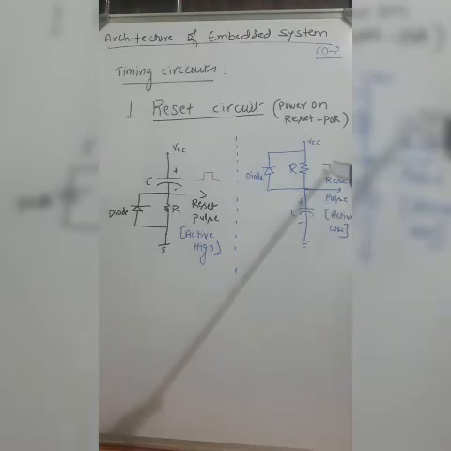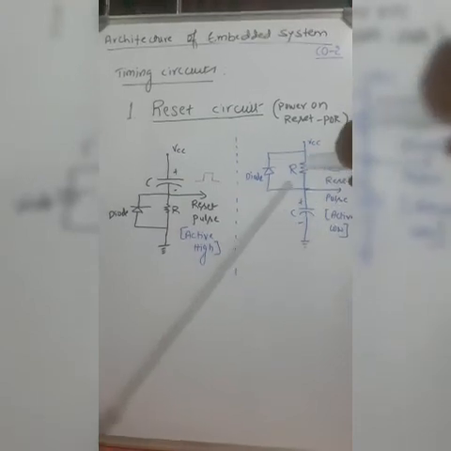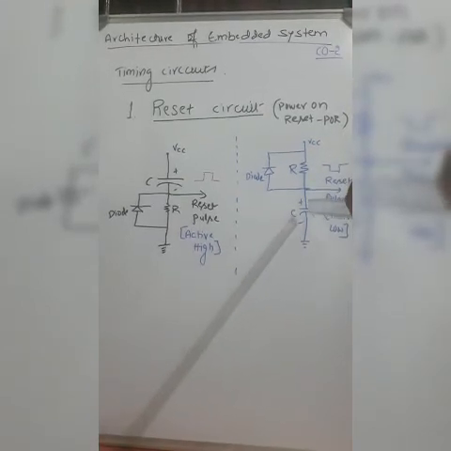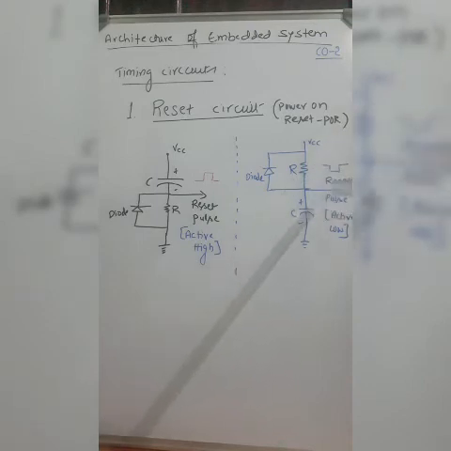So initially it is low, because the time required for the capacitor to charge up will depend upon the values of R and C. The capacitor will slowly charge up to the maximum value. So it is initially low, then it will go high. So it is the active low pulse that you generate when you take the pulse across the capacitor.